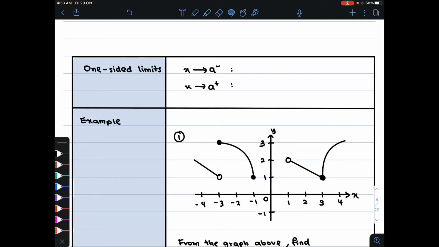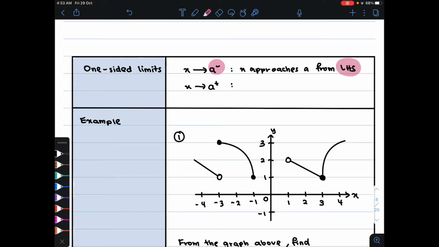Before we continue with case 3, 4, and 5, let's look at the definition of one-sided limits. So here we have this expression. What is the meaning of x approaching a negative? Negative here means that x approaches the value a from the left-hand side. So the negative sign here means your x is approaching the value of a from the left-hand side only.